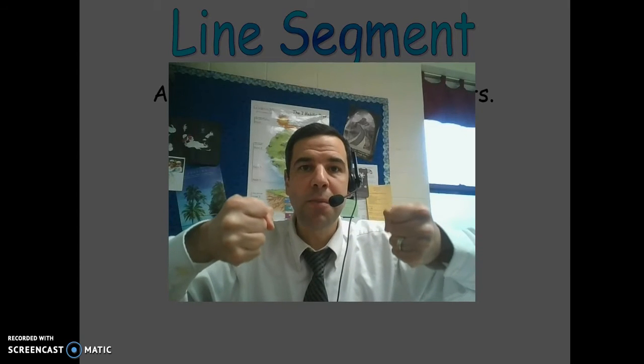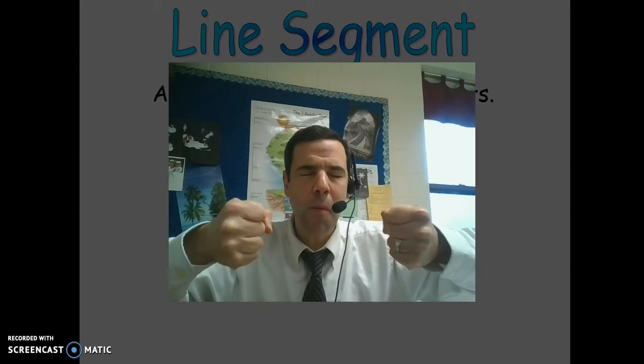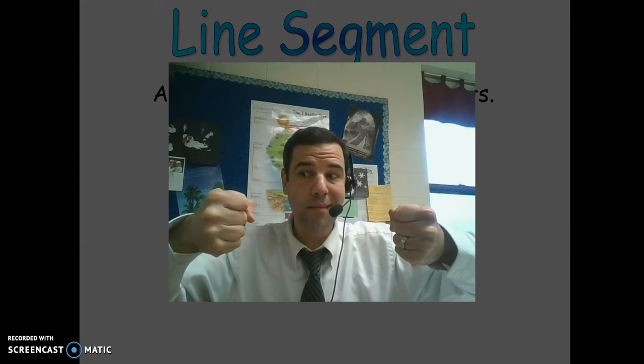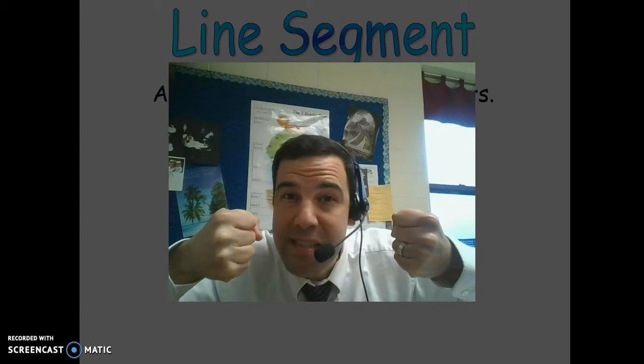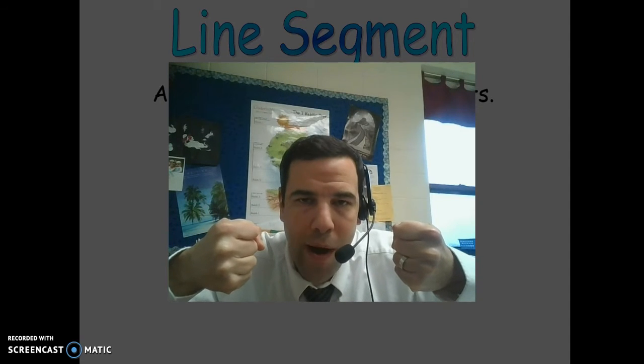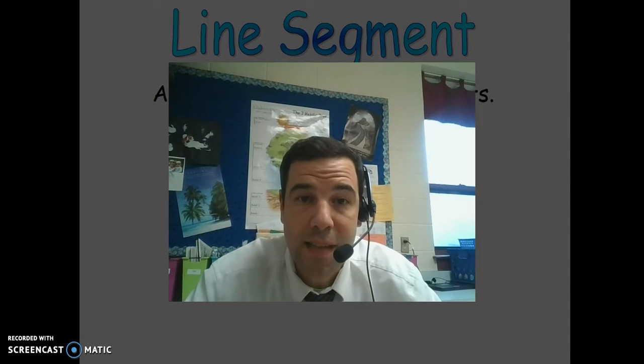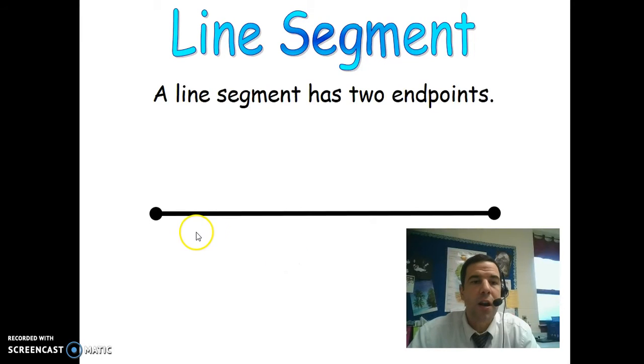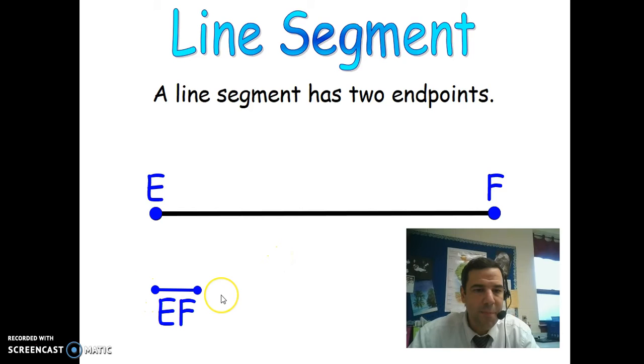So here are my endpoints. My hand and body motion helps me remember that a line segment has those two endpoints, and it does not go in either direction. It's kind of like being stuck right in the middle with nowhere to go. Let's take a look at what that looks like as a picture that you may see in geometry. Here's a picture of a line segment. You can see it looks just like a line, however, I have an endpoint and an endpoint, and it does not go on in either direction. In this case, I label this point E and this point F, and I can call it line segment EF.